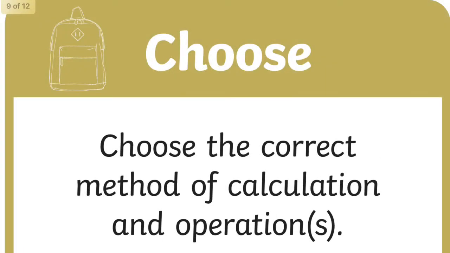Once you've done that, choose your operation. Which of the four are you going to carry out first? Now, of course, there may be more than one that you need to do, so choose your operation and choose the order of your operations. So is it multiply first, then add? Is it subtract, then divide? Choose your operations.